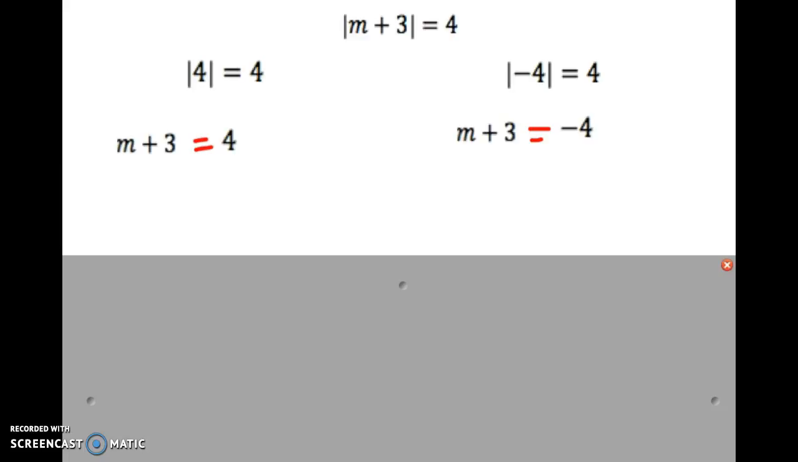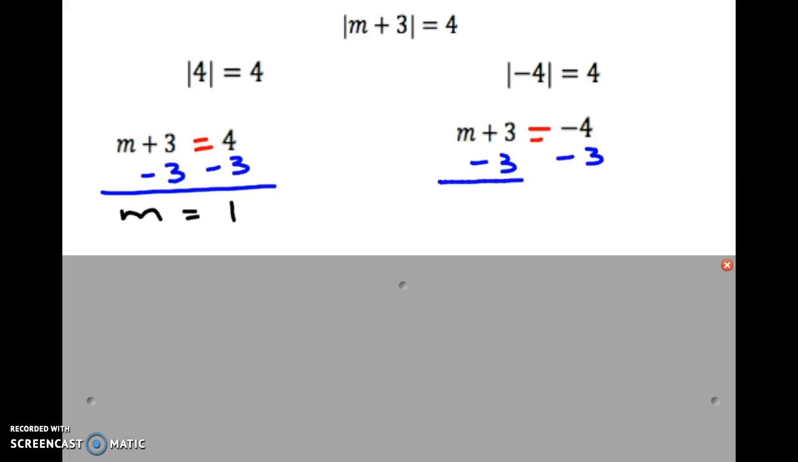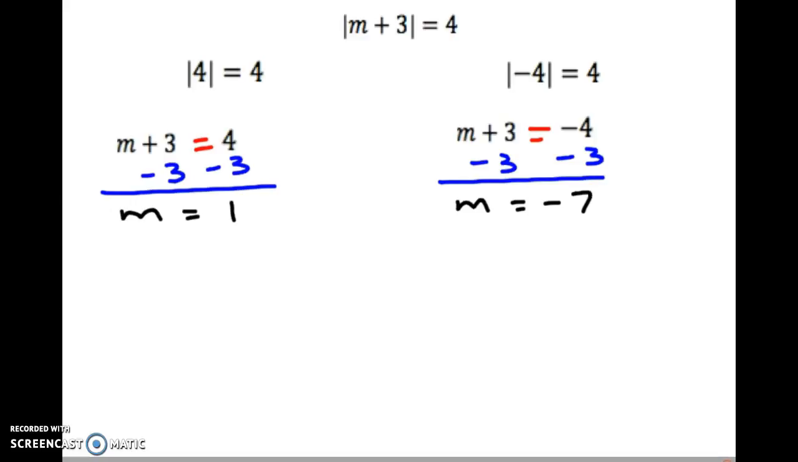Once we have set up our 2 cases, then we can do the math that we normally use when we solve equations. So in this case, we would subtract 3. We'd end up with m equals 1. Nice thing about these, steps should be the same for both. So we're subtracting 3 again, and we get m equals -7. So we know for answers, m should equal 1 or m should equal -7.